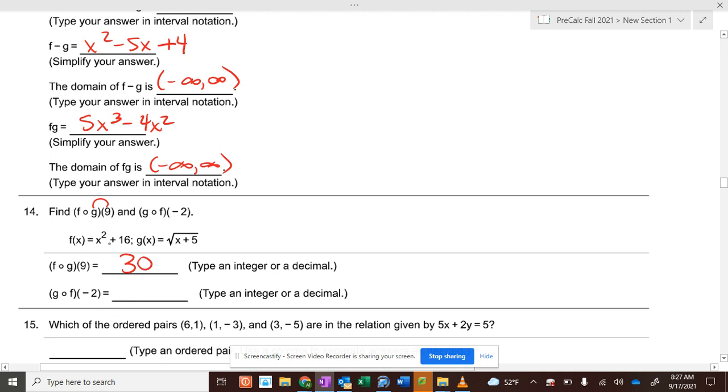G of f of negative 2, put negative 2 in here. You get 4. 4 plus 16 is 20. Stick the 20 in here. Square root of 25 is 5. Any problems with that?